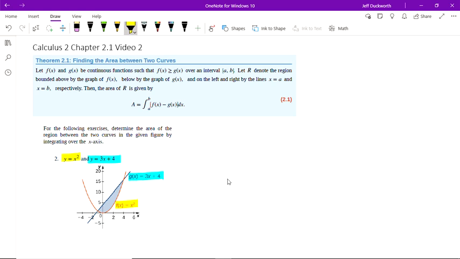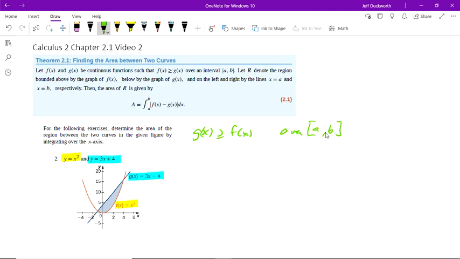However, you notice from the shaded region that we're looking for, between the two points that we'll solve for in a little bit, that g of x is greater than or equal to f of x over whatever our a and b are, over this interval. So we can use our theorem above, but instead of taking f of x and subtracting g of x, now we're going to take g of x and subtract f of x, because that's what we have.